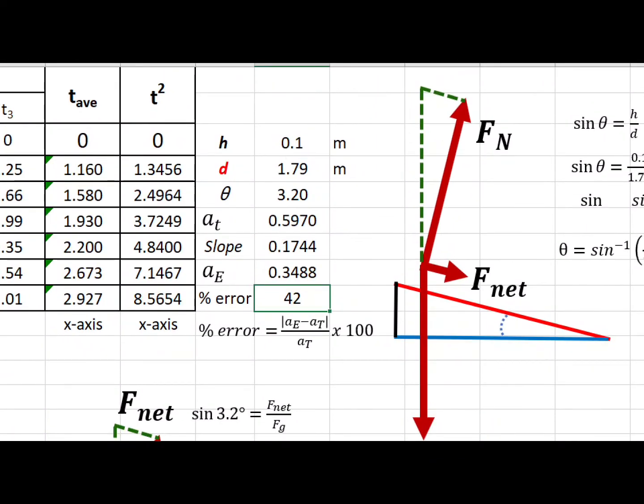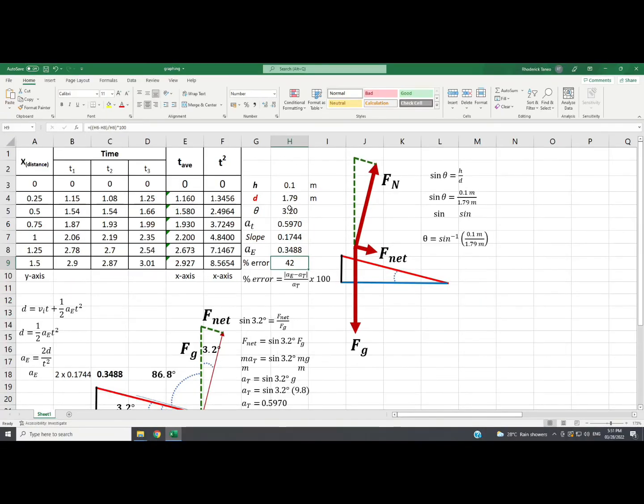Along with the data that you are getting, aside from the time, you are getting the height, which is the height of your ramp, and the distance is from here up to this portion right here. You are going to need this to compute for the angle of your ramp. You follow? So I will just highlight this first and hide this first.